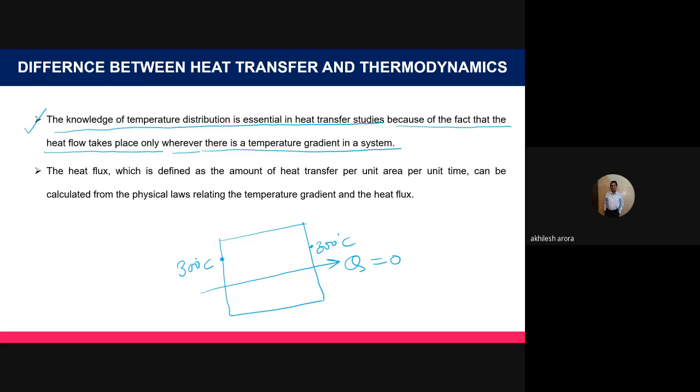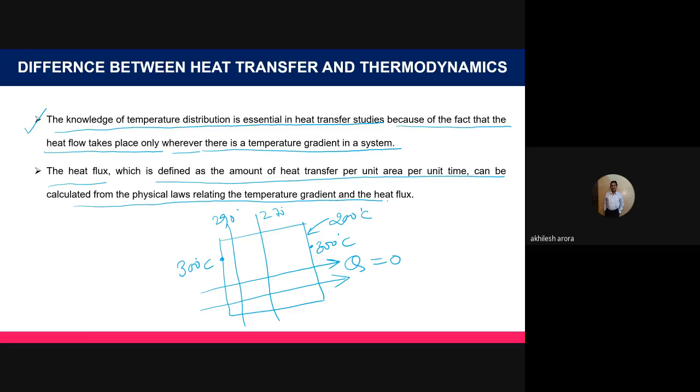No heat will flow. But yes, suppose the temperature here is say 290 degrees Celsius, here the temperature is say 270 degrees Celsius, and on this surface, suppose the temperature is 200 degrees Celsius. So naturally the heat will flow from high temperature to low temperature in this particular direction, in a one-dimensional system. I am talking about a one-dimensional system right now. Heat flux is defined as the amount of heat transfer per unit area per unit time, and can be calculated from the physical laws relating to temperature gradient and heat flux.